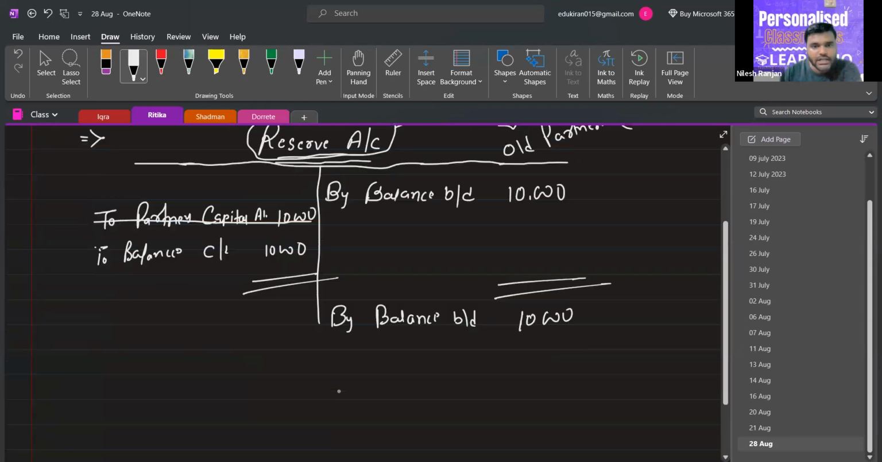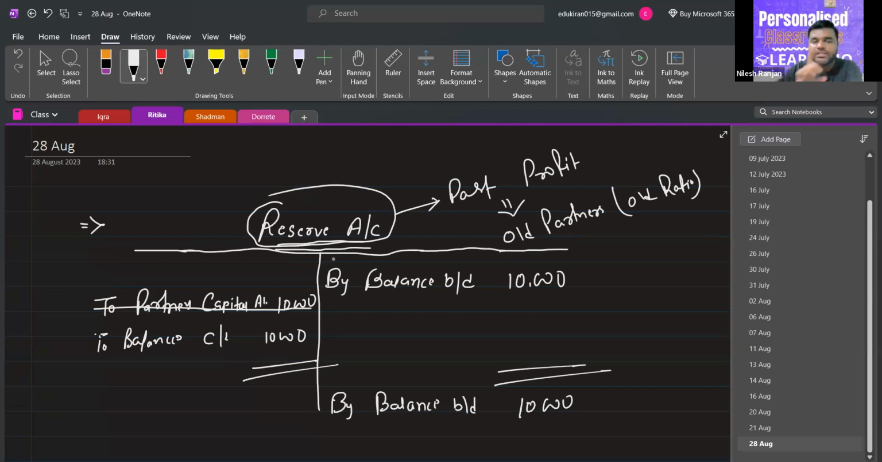So for closing the account, you have to pass a journal entry. If we are writing to partners capital on the debit side of the reserve account, then what will be the journal entry for this? The reserve account debit to partners capital account. Yes, so reserve account debit to partners capital account.